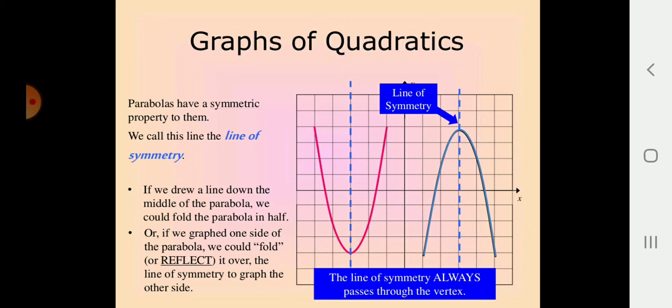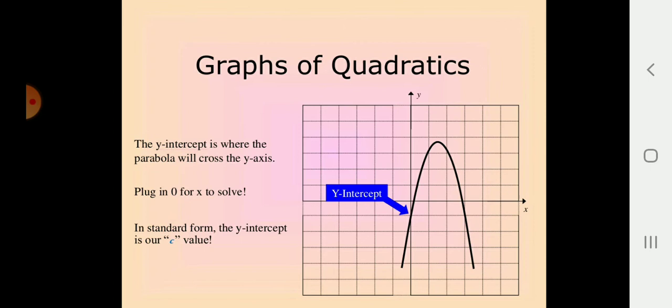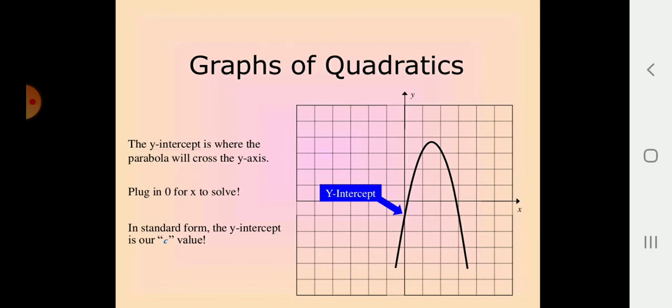So you can see the line of symmetry on the graphs of quadratics. The y-intercept is where the parabola will cross the y-axis. So plug in 0 for x to solve. In standard form, the y-intercept is our c value.